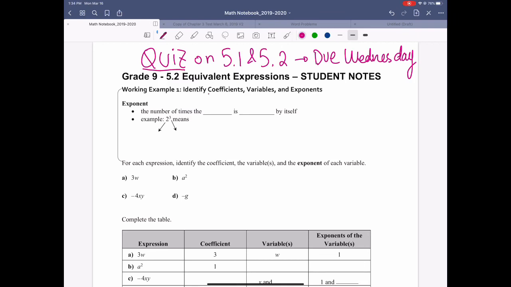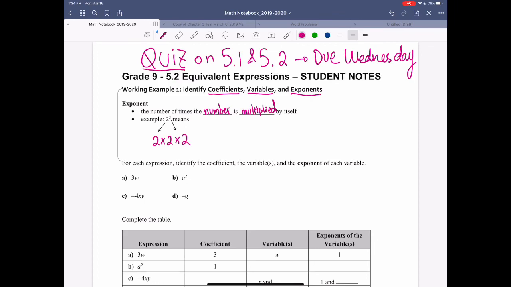We're going to try to identify coefficient, variable, and exponent. From 9A and 9C, you guys have already learned about what like terms are, but 9B and 9D, you guys might not, and we're going to talk about that in 5.2, okay? So the exponent, you guys know what exponents are already. The number of times the number is multiplied by itself. You know this already from chapter 3. So 2 to the power of 3 basically means 2 times 2 times 2, 3 times.